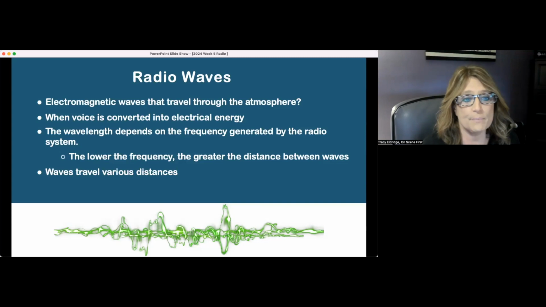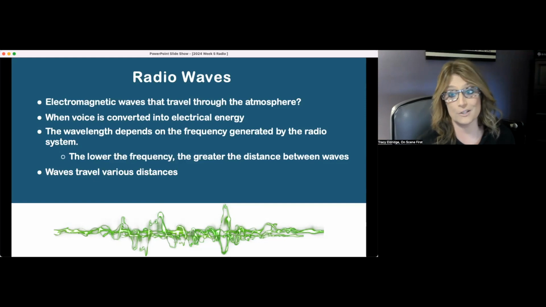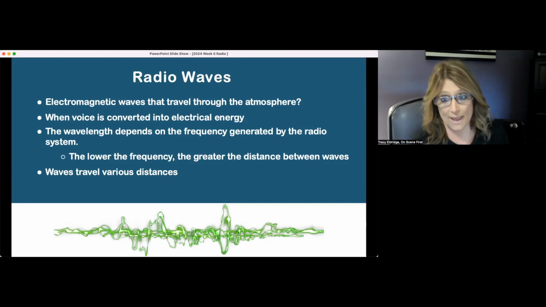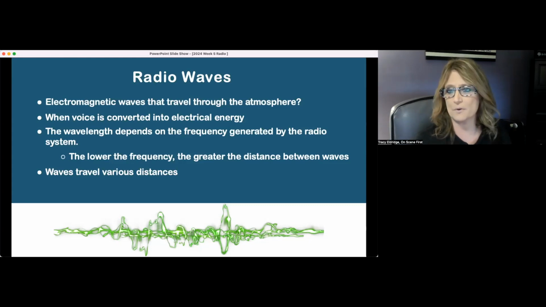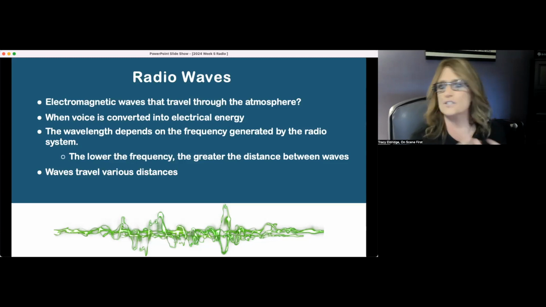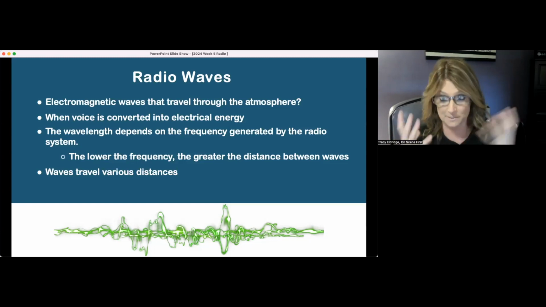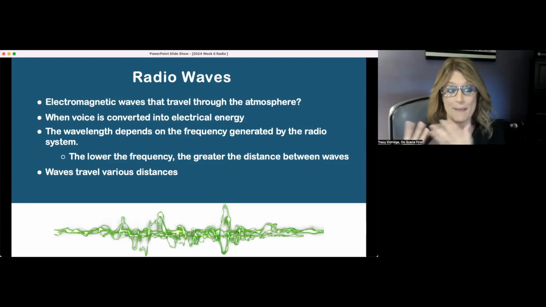The wavelength depends on the frequency generated by the radio system. And we're going to get more into the lengths, et cetera. And I hope that some of the Tracyisms that I have come up with will help you remember which ones are which. So the lower the frequency, the greater the distance between the waves. And that's not something you're going to need to remember specifically, but some of the ways that I'm going to show you how you remember it, it might just automatically be visible for your brain to bring back in if necessary.